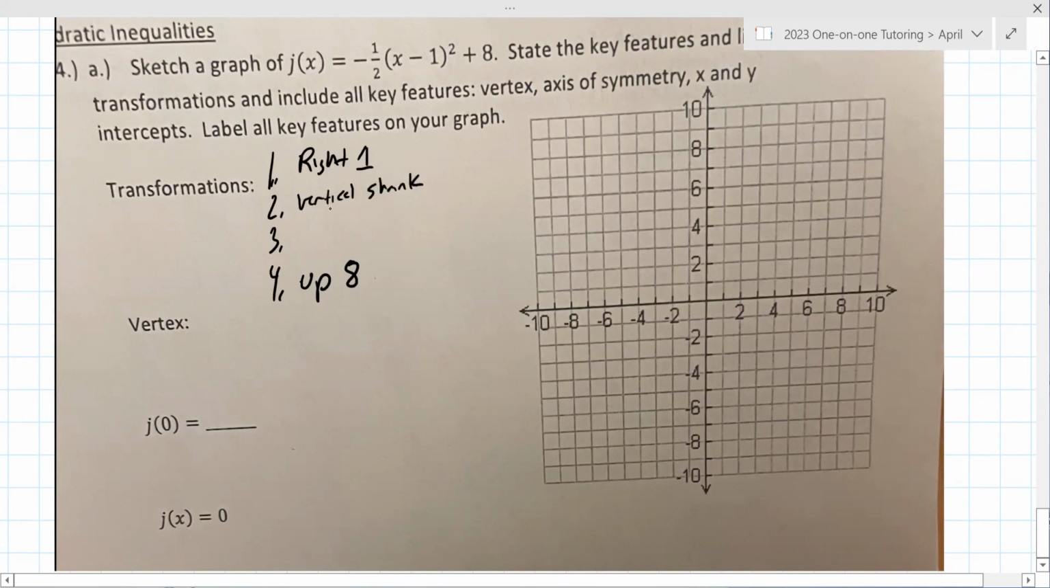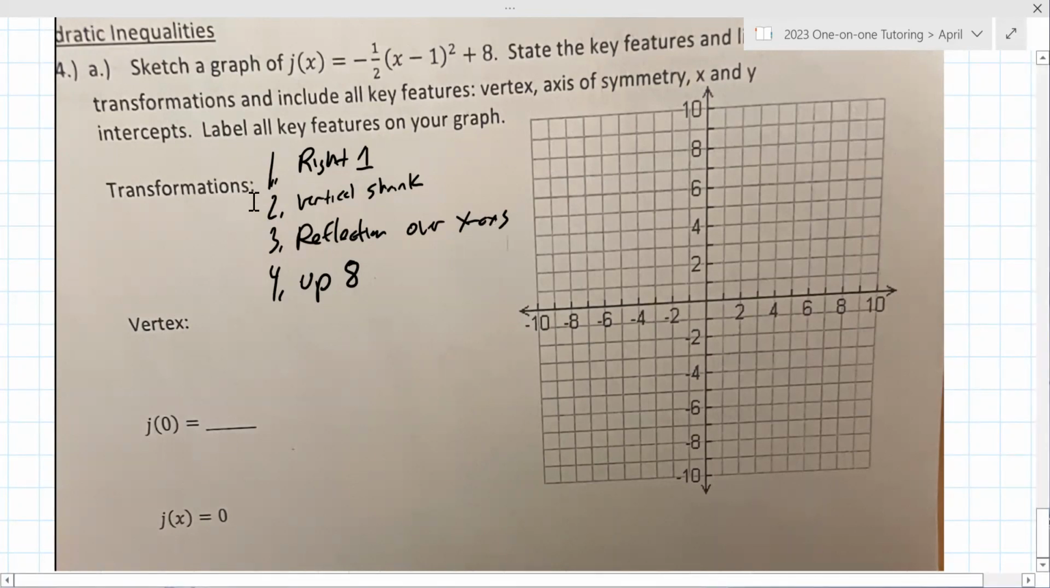And then what does the negative do? Do you remember that? Flips it upside down. So what you said is correct. The language they're looking for is reflection over the x-axis, because it could actually reflect over the y-axis in a different scenario. Let me know when you get that down.